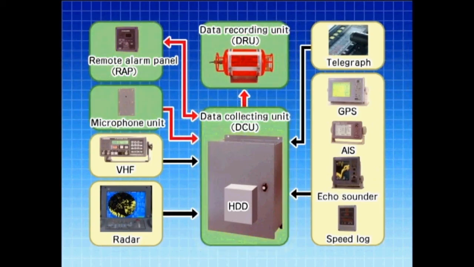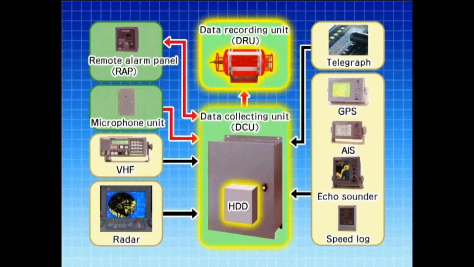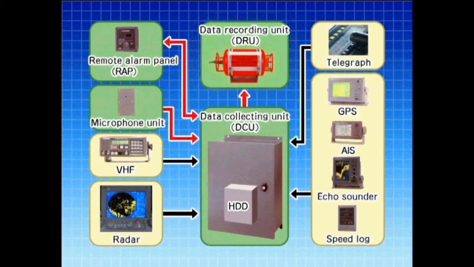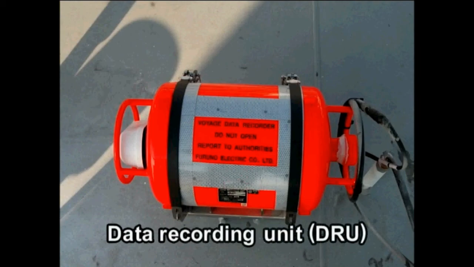Data collected by the DCU are recorded in the built-in memory of the DRU and at the same time in the backup HDD within the DCU. The DRU records a 12-hour loop of data. This loop is continually updated with fresh incoming information. UTC time is used throughout the system.